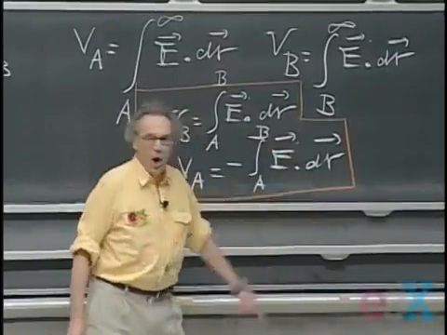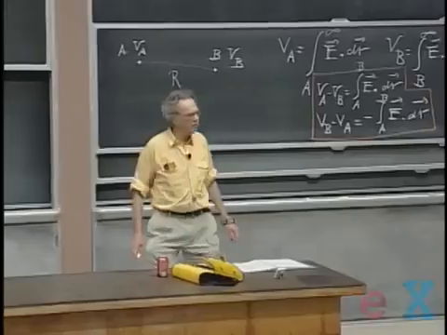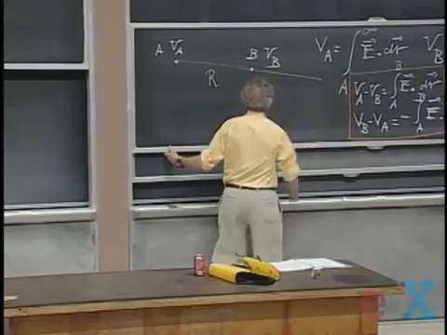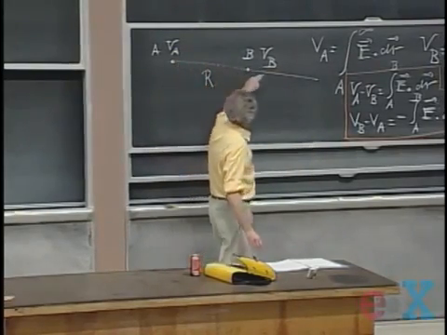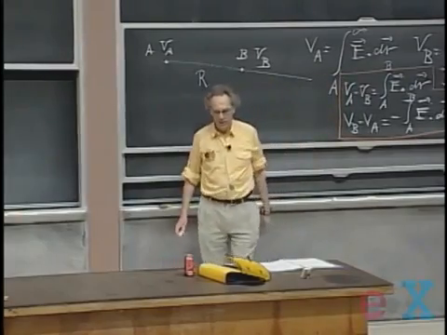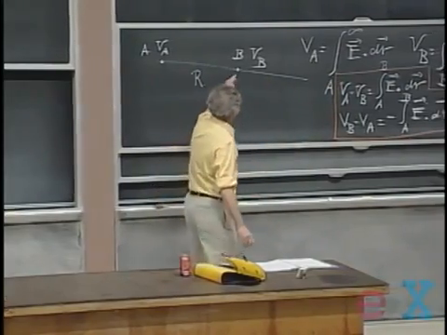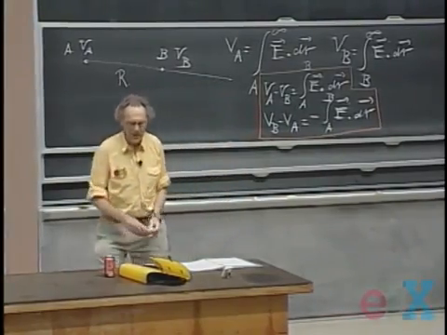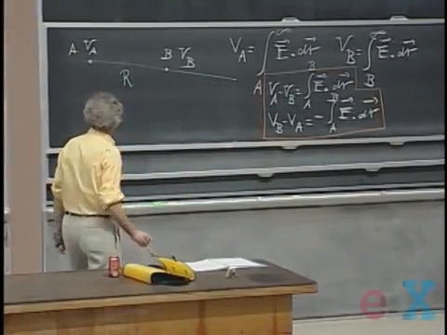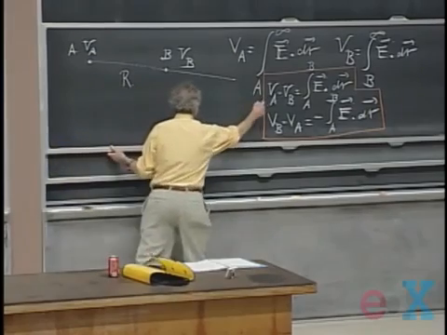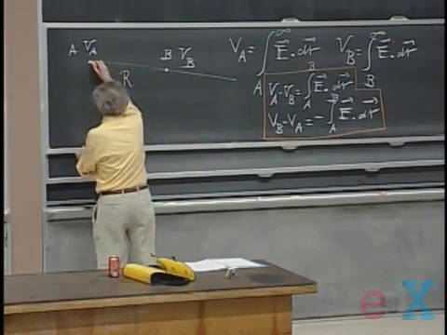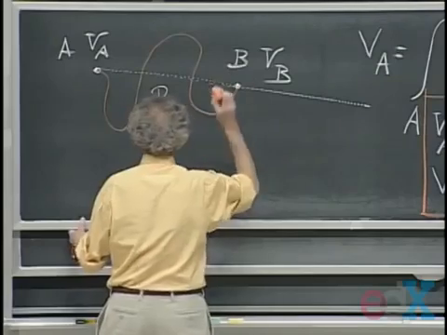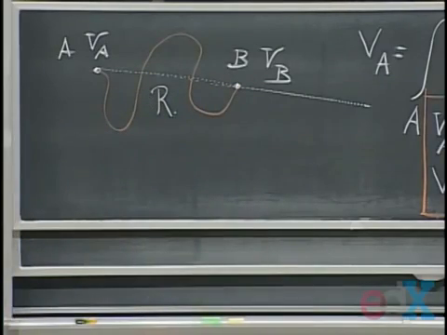I will change this dr to a different symbol, which I call dl. dr would mean that we go from A to infinity along this straight line, and then we go from B to infinity along the straight line, but it makes no difference how you go. If you go from A to B in this way, then VA minus VB is not going to change.